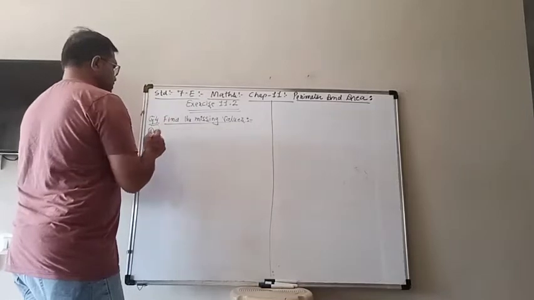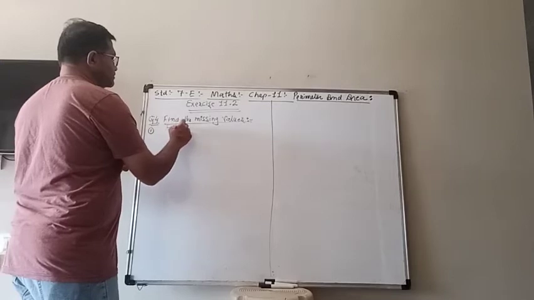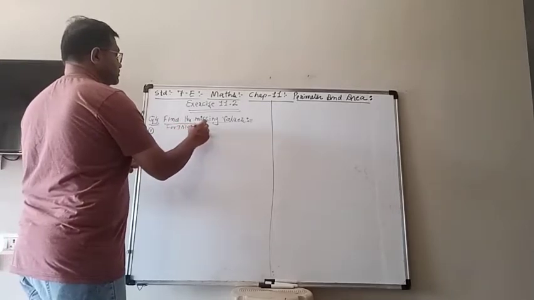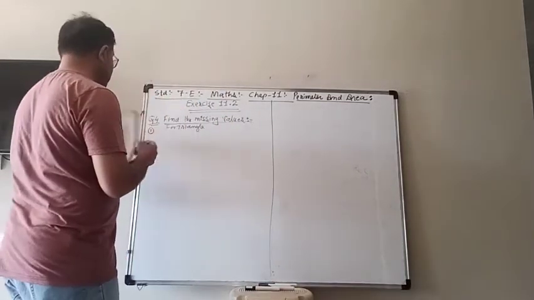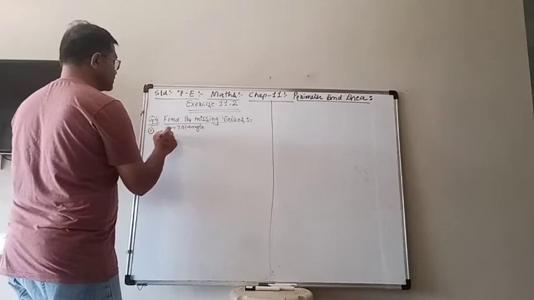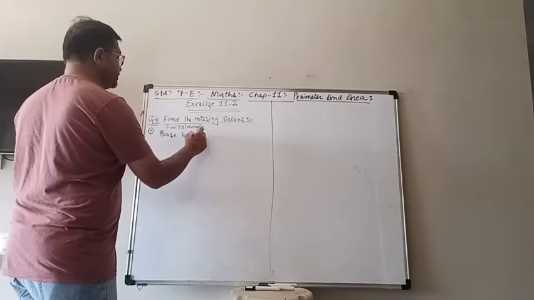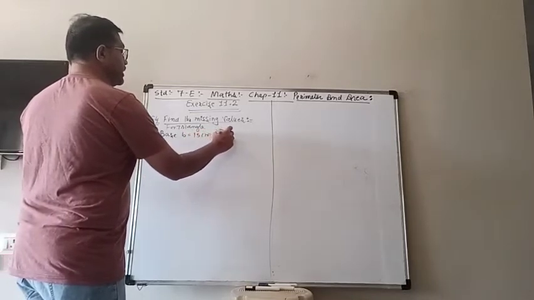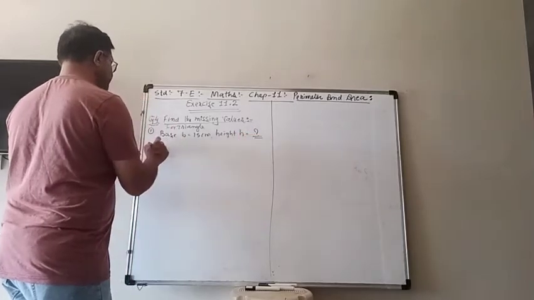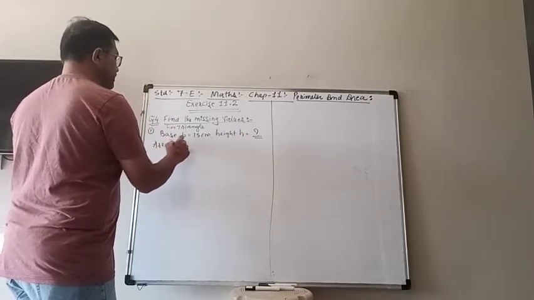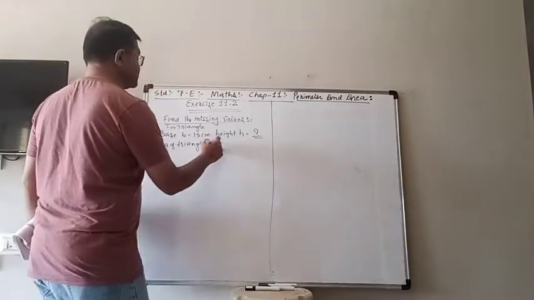In the first, it is for the triangle. Now base is given and height we have to find. Base B is given 15 centimeter. Height H we have to find, and area of triangle is given, that is 87 centimeter square.